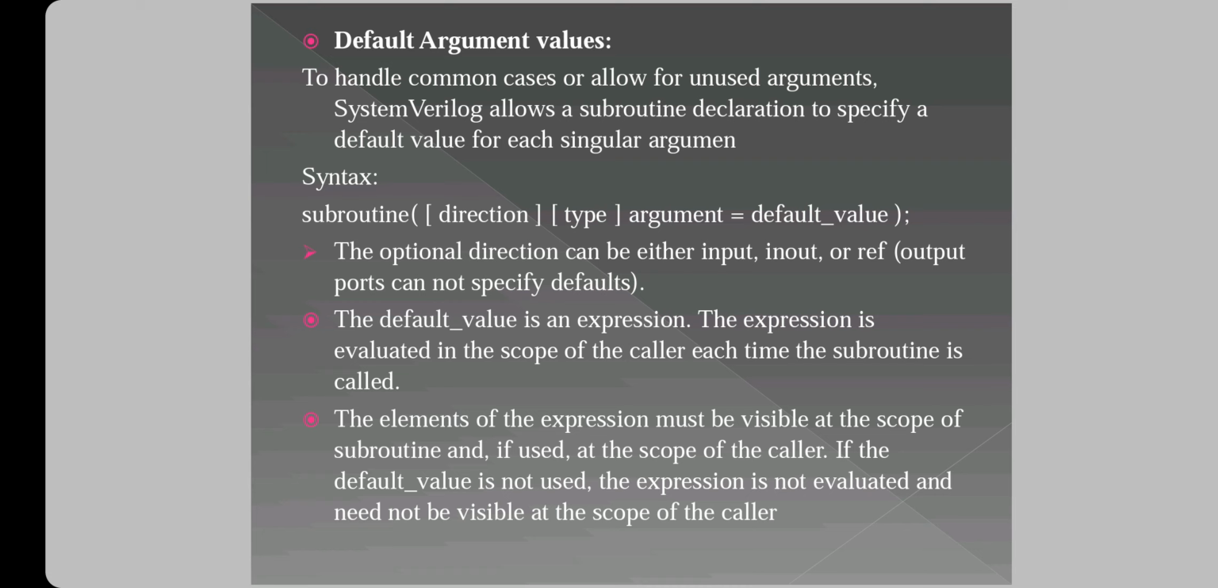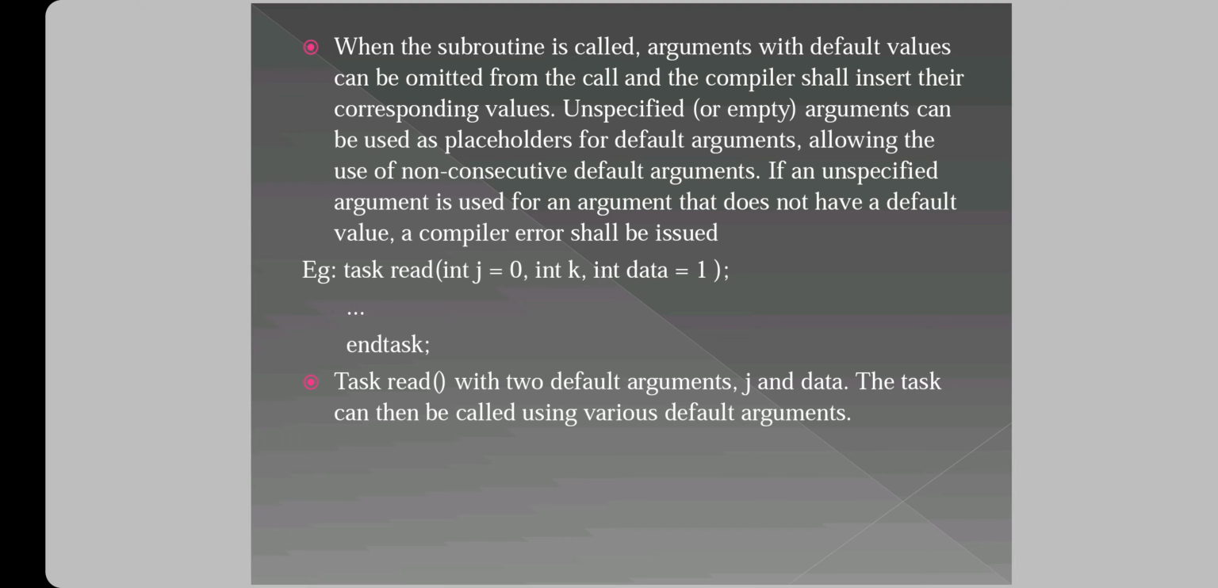The expression is evaluated in the scope of the caller each time the subroutine is called. The elements of the expression must be visible at the scope of the subroutine, and if used, at the scope of the caller. If the default value is not used, the expression is not evaluated and need not be visible at the scope of the caller. When the subroutine is called, arguments with default values can be omitted from the call, and the compiler shall insert their corresponding values; unspecified arguments may be empty.